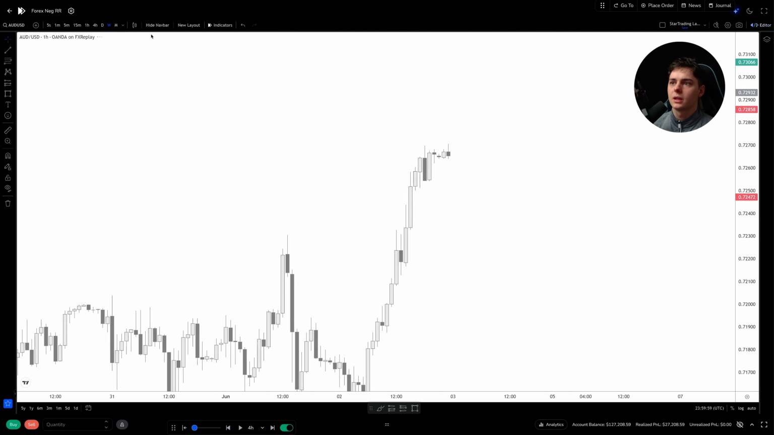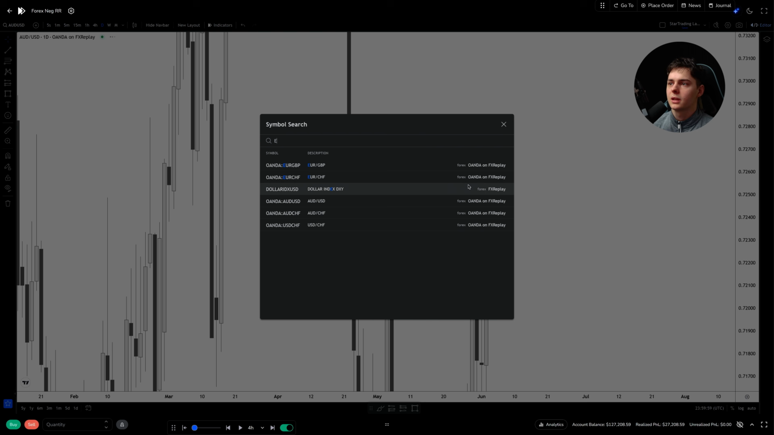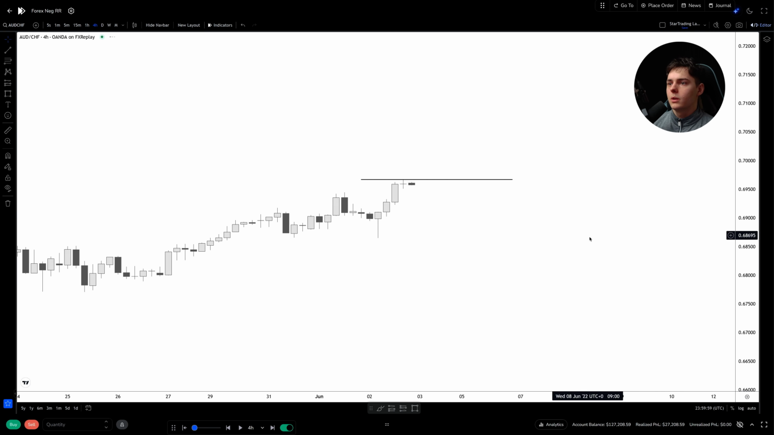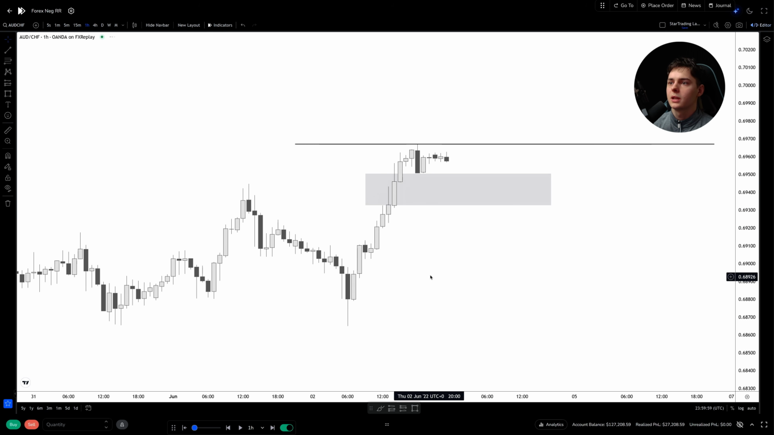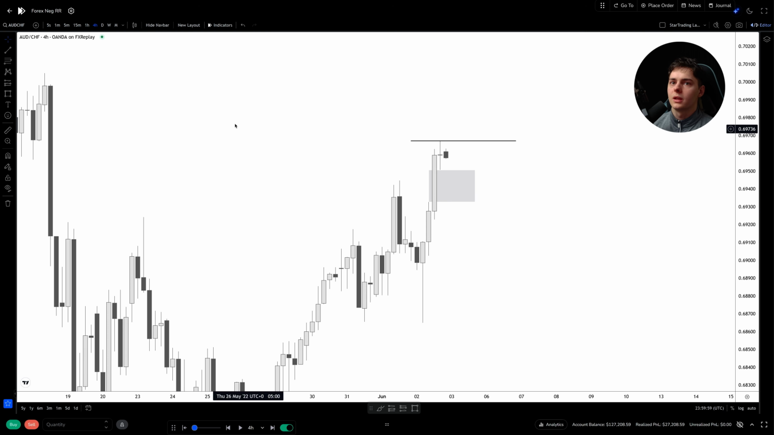AUD-USD, how's that looking? Have we taken out the previous day high? Yes. Now this was the next pair that we wanted to take a trade on. Problem is we have this entire FVG. We have to keep that in mind. So most likely we are actually going to trade into it. This is something that I already don't like.